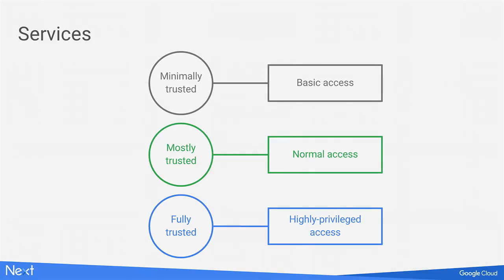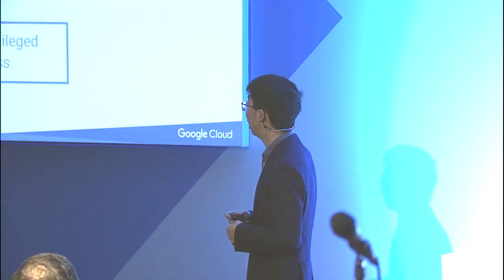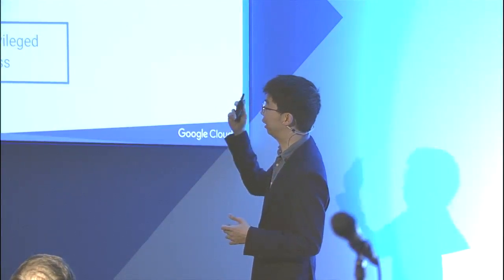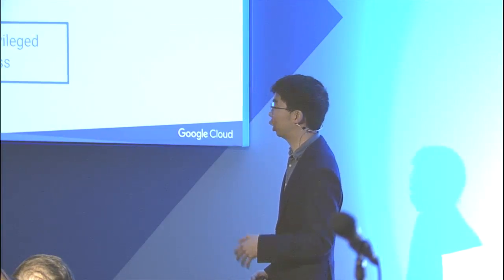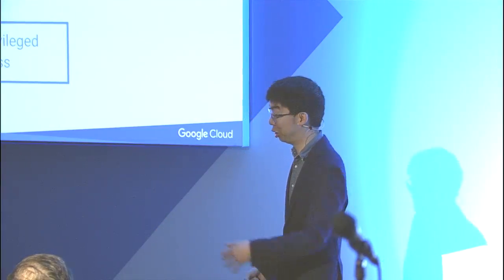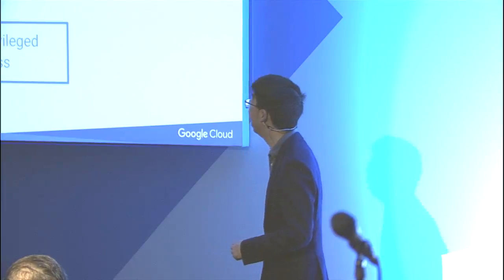So, tiers of access. Let's get down to some brass tacks. There's actually another tier here called untrusted, but we're getting rid of that. So there's minimally trusted, mostly trusted, and fully trusted, right? Very easy language to use. You can take it and use it in your own company. You can map it to something.